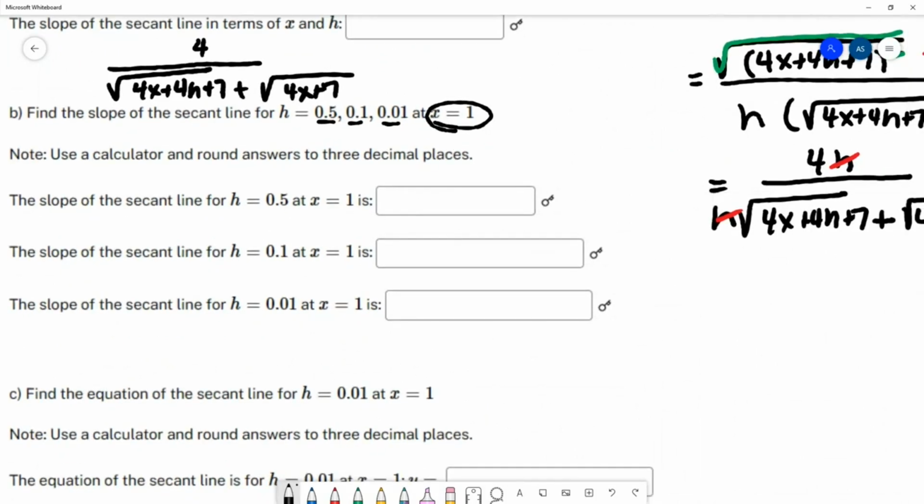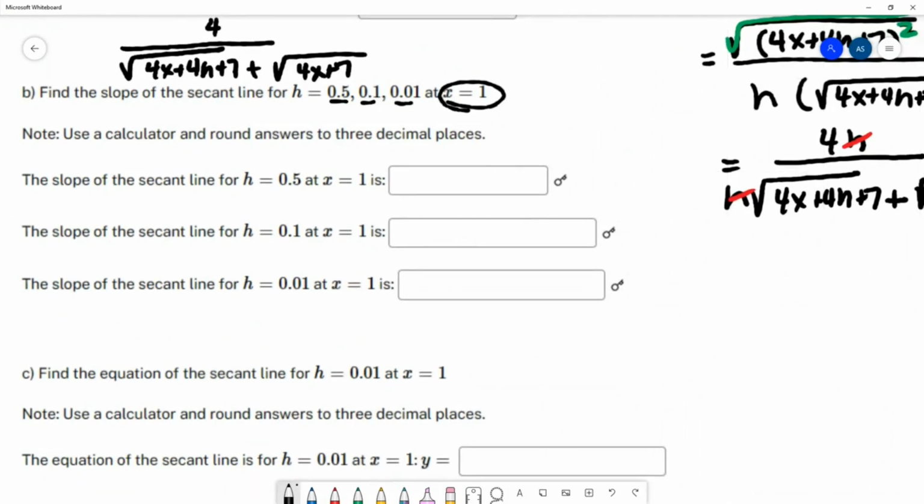I'm going to use my calculator to work this out. And there's a note here about rounding to 3 decimal places. So this time we have kind of a complicated expression for the slope of the secant line. So I'm going to use some of the graphing calculator features to make this a little bit better. I'm going to type in my y equals menu this complicated expression, except I'm going to substitute a 1 in for the x.